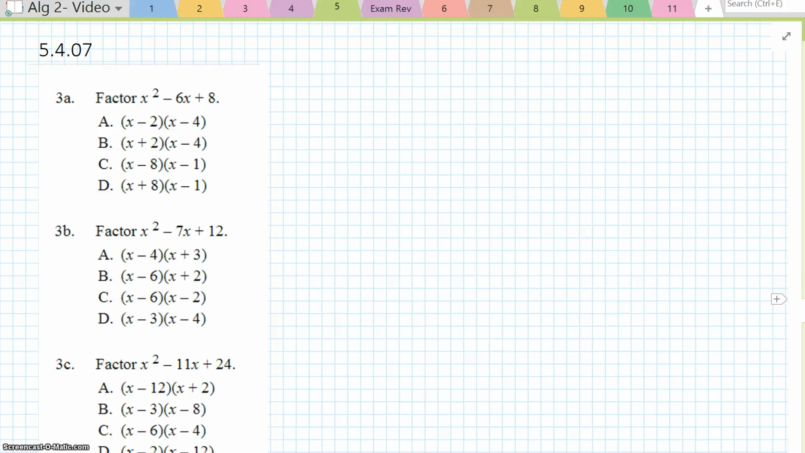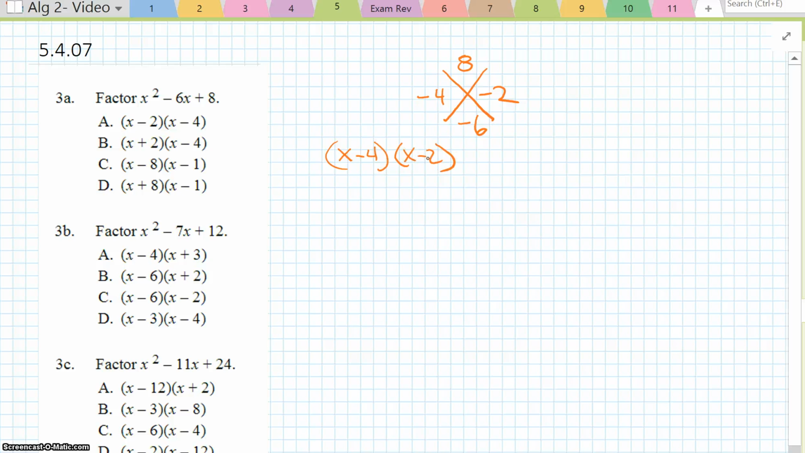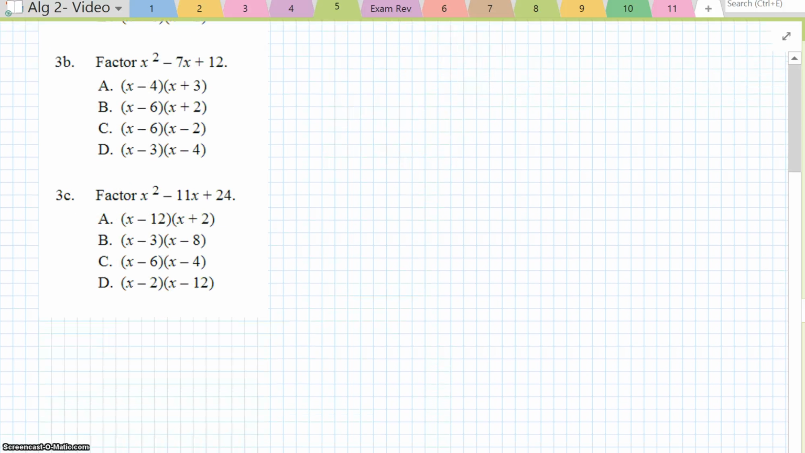So let's knock out a few of these. All right, 3a. x squared minus 6x plus 8. So I need to find a product of a times c, which is 1 times 8, so 8, and a sum of my b value, negative 6. So the top's positive, the bottom's negative. I need two negative numbers. Well, negative 4 times negative 2 equals 8. Our a value is 1, so we can skip a step and just write x minus 4 times x minus 2. Answer is A.